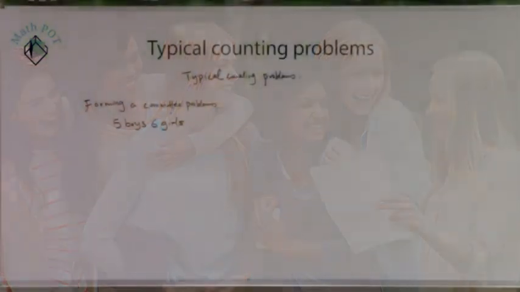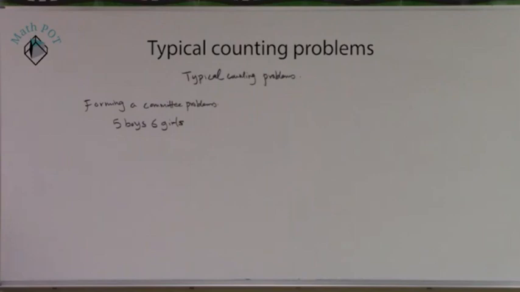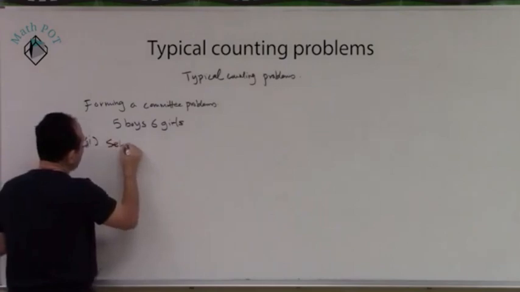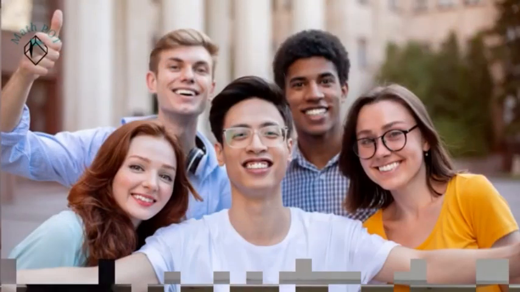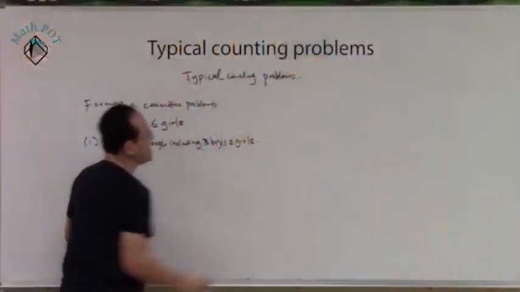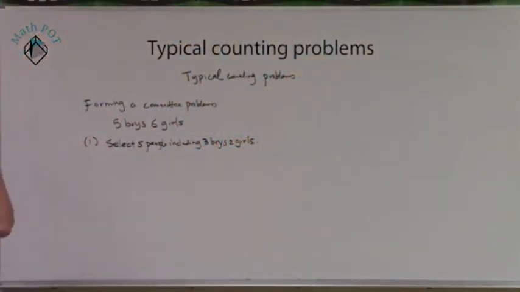I'm going to write down here four super typical counting problems you need to understand. The first typical problem is this one: we want to select five people, including three boys and two girls. Let's see how many ways are possible. Definitely you need to fully understand this typical problem.